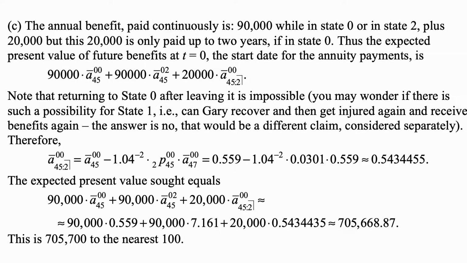Part C. The annual benefit paid continuously is $90,000 while in state 0 or in state 2 plus $20,000, but this $20,000 is only paid up to 2 years if in state 0. Thus, the expected present value of future benefits at t equal to 0, the start date for the annuity payments, is 90,000 times Ā_45^00 plus 90,000 times Ā_45^02 plus 20,000 Ā_{45:2}^00. Note that returning to state 0 after leaving it is impossible.